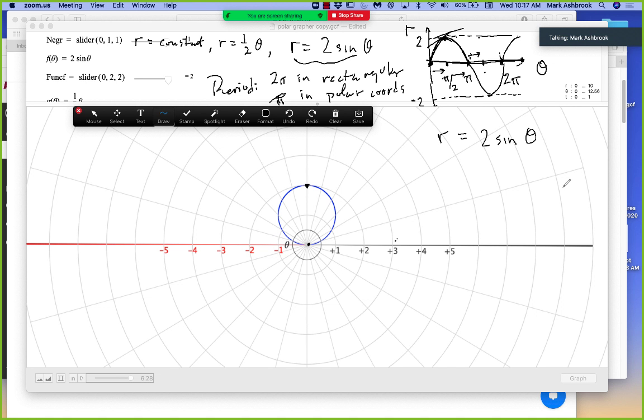So, can we change this to an equation of x and y? If we do the algebra correctly and we get an equation of x and y, that can tell us if this is a circle or not, because we know what equations of circles look like as equations of x and y. So how are we going to do that?